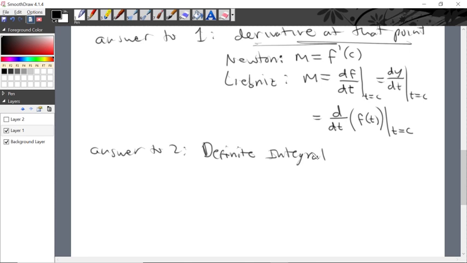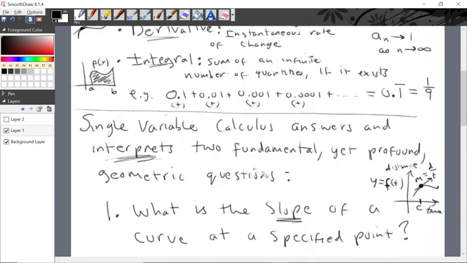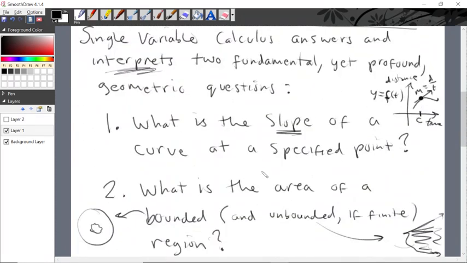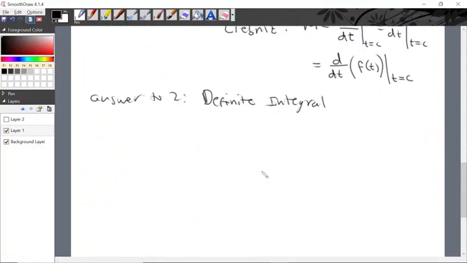Now, these two geometric questions are interesting questions. They have a lot of applications, but primarily they don't necessarily seem like they are related to each other. So if I take a curve and I say I wonder what the slope is right here, that's a derivative question. And if I take the same curve and I find bounds here, I wonder what the area of this region is down here.